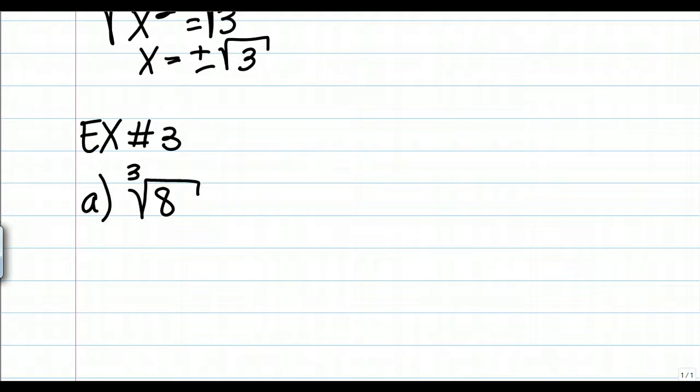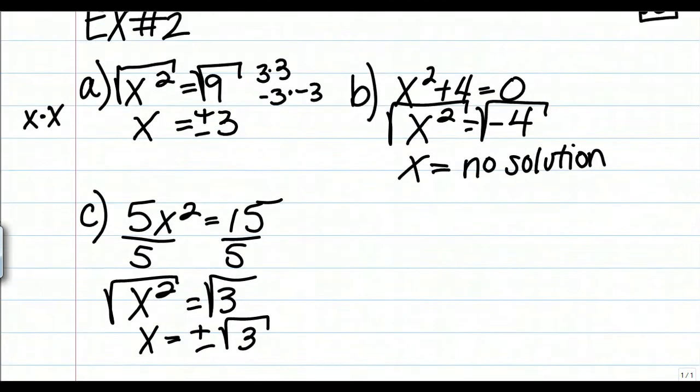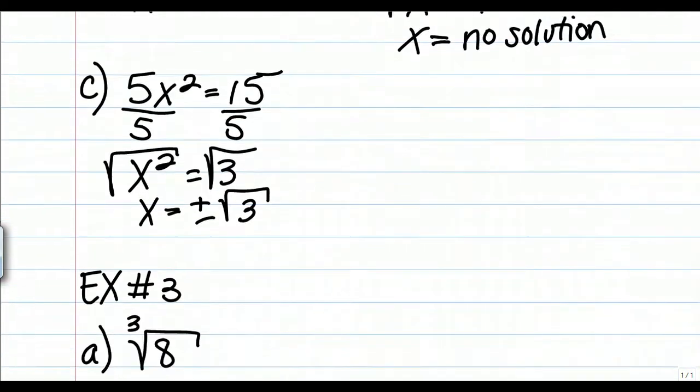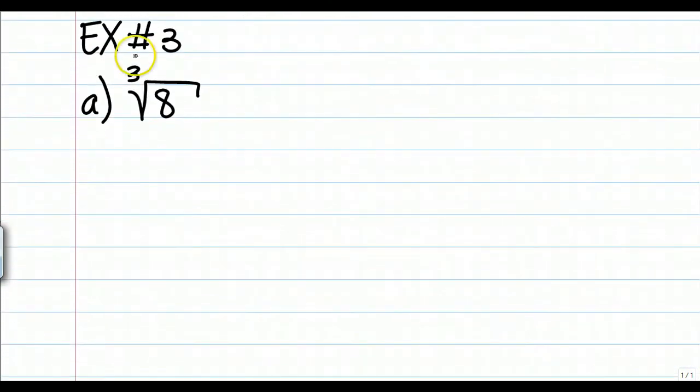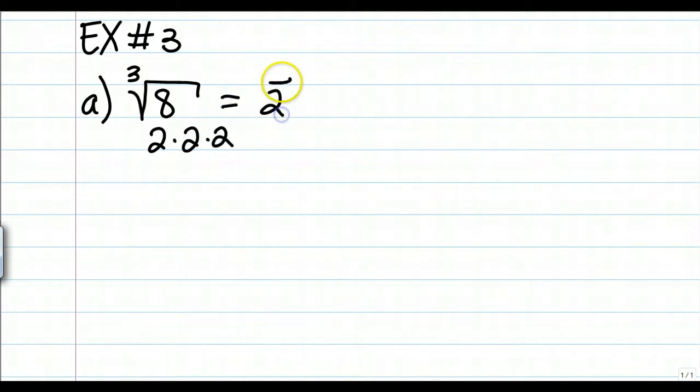So if you notice, on all the other ones, we've been doing the square root. And if you notice, I didn't have a 2 on the outside of these because it's just assumed that if you write the radical sign without an index number, that it's just 2, and you're finding two numbers that are multiplied to give you the inside number here. But here, you need to find three numbers. So 2 times 2 times 2 is 8. So that would be your answer, 2.